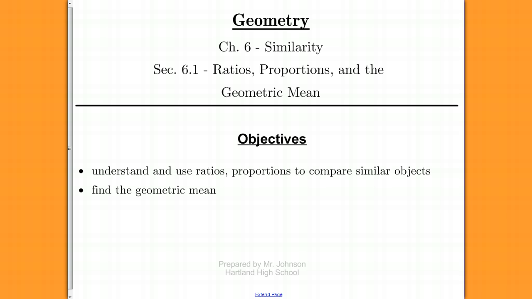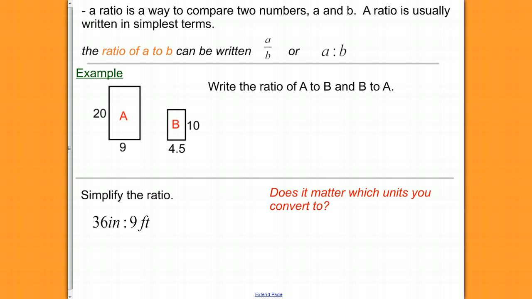Similarity means there's something connected with them, something the same about them, but they're not congruent. All right? So if things are similar to each other, we're going to be talking about ratios. A ratio is just a comparison of two numbers, A to B. It is usually written in simplest terms, meaning you've canceled out some common factors.